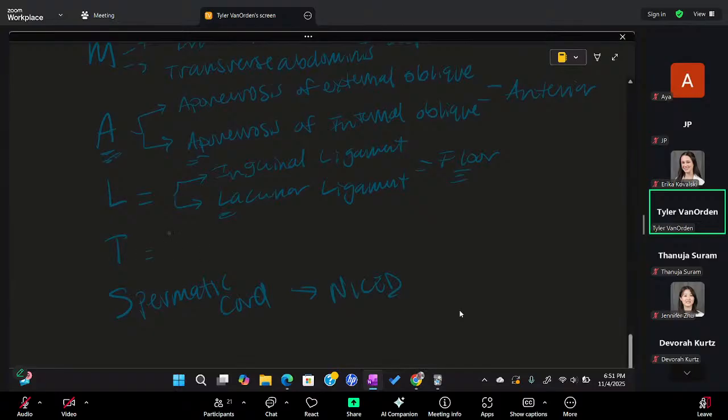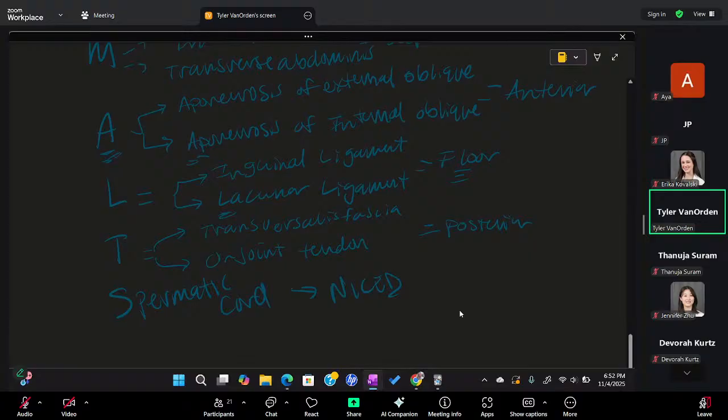There are two things. Okay, so there's the transversalis fascia. So again, that's the posterior aspect of the rectus abdominis muscle, that arcuate line, and then the conjoint tendon. And then this makes up the posterior aspect.